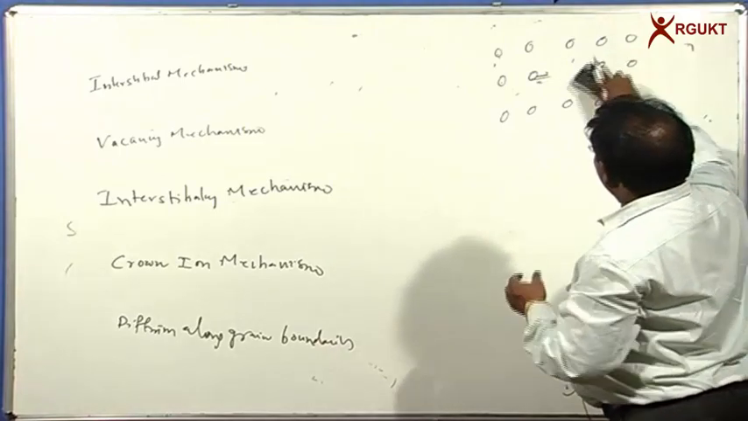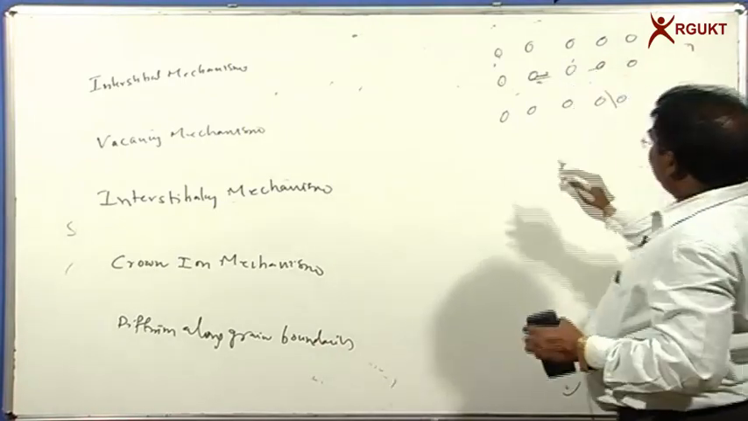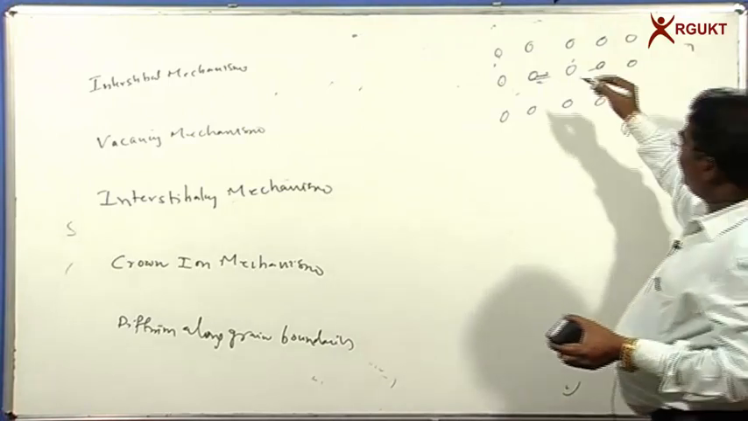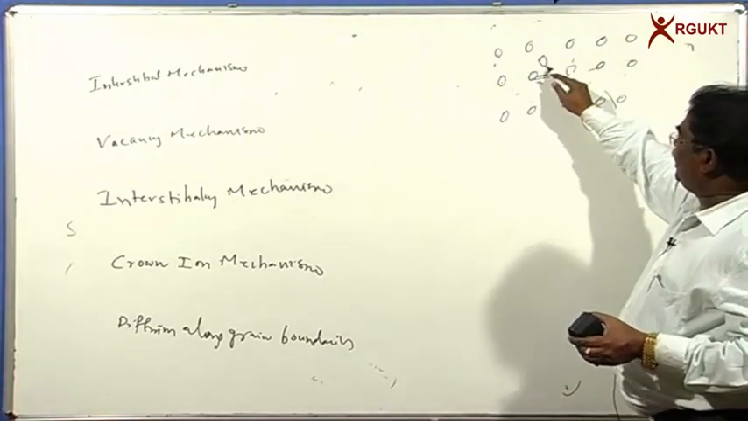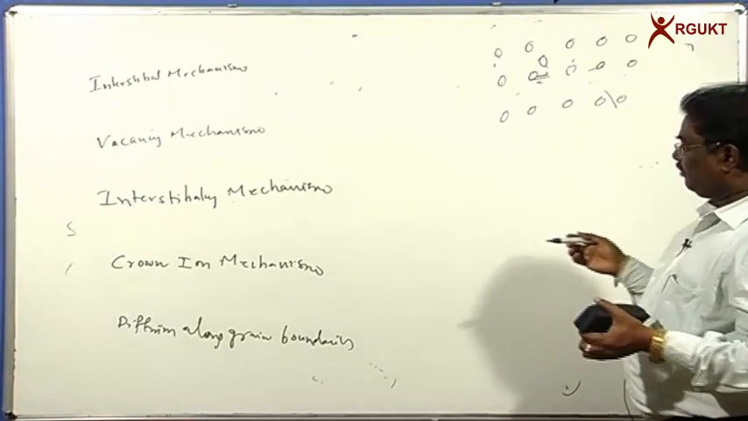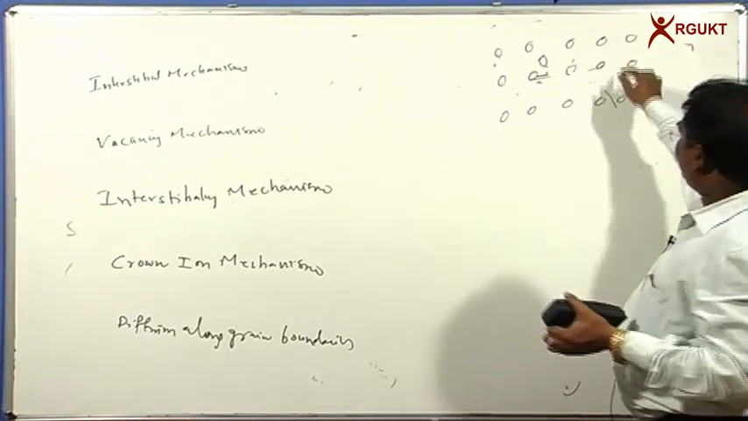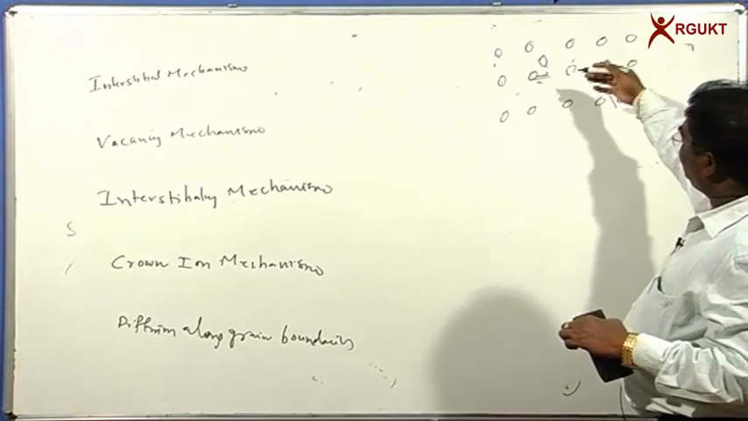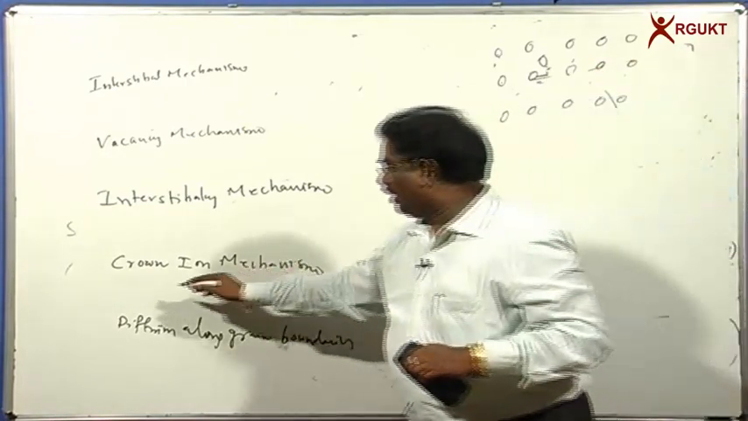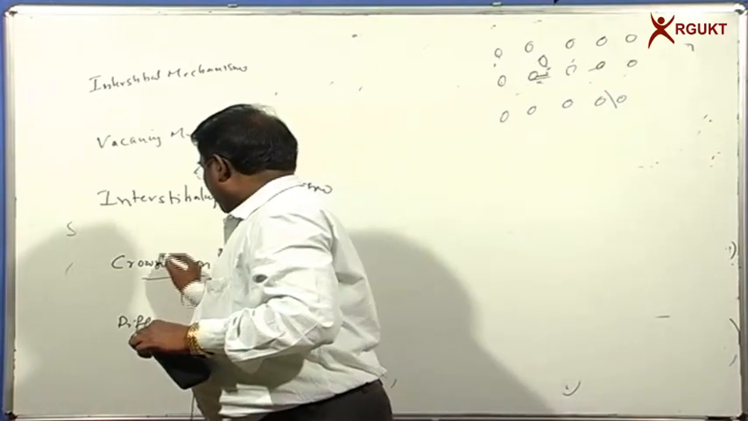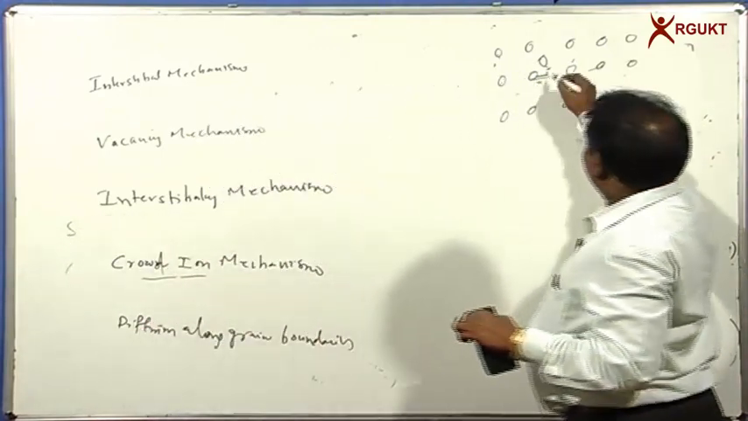So there will be an extra atom. These are the interstitial sites, and there may be an extra atom in the lattice site. When an extra atom is there in the lattice site, that is what we call the crowd. We have only a fixed number of sites, but we have an extra atom at one of the locations. This is what we call the crowd. So in the crowd ion mechanism, one extra atom will be there.